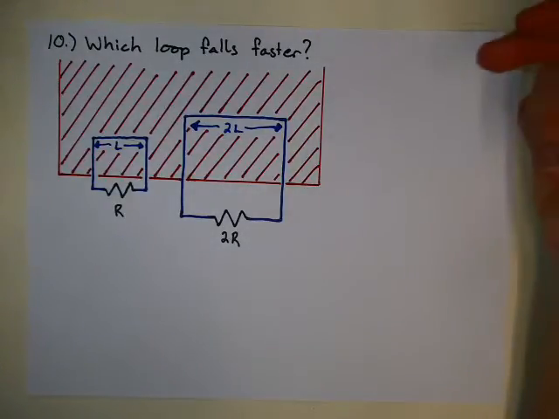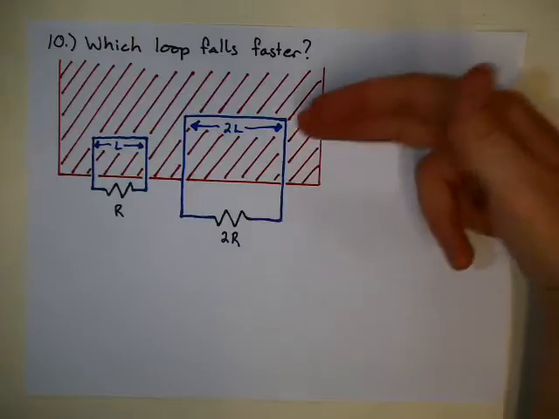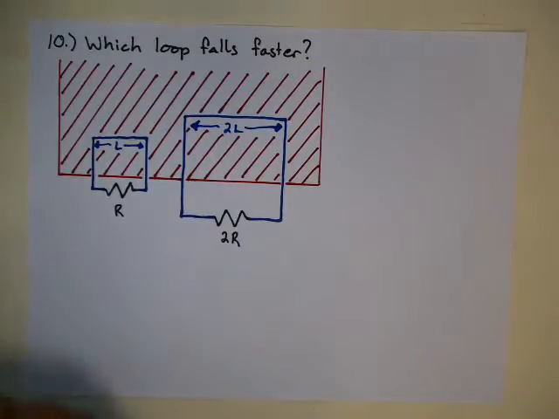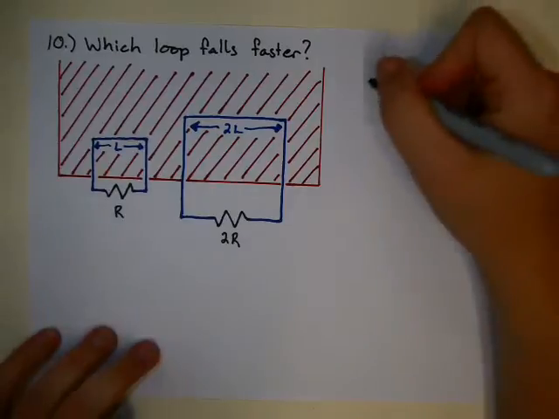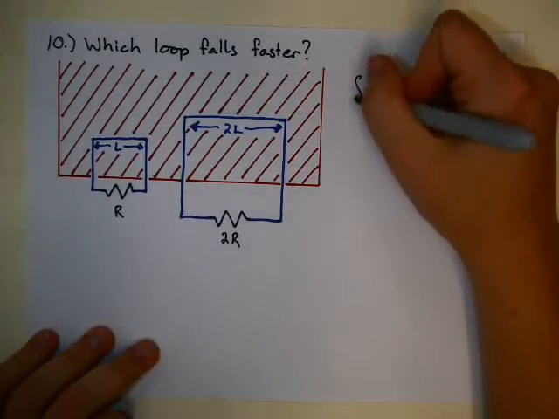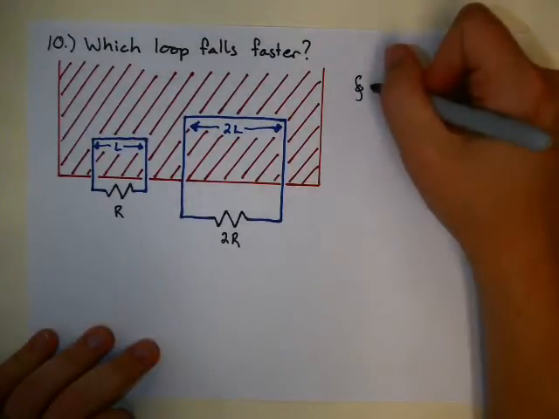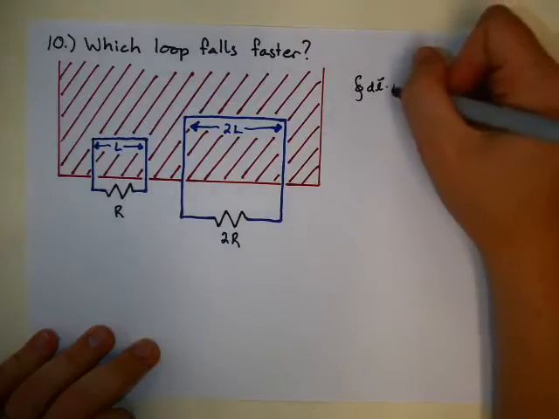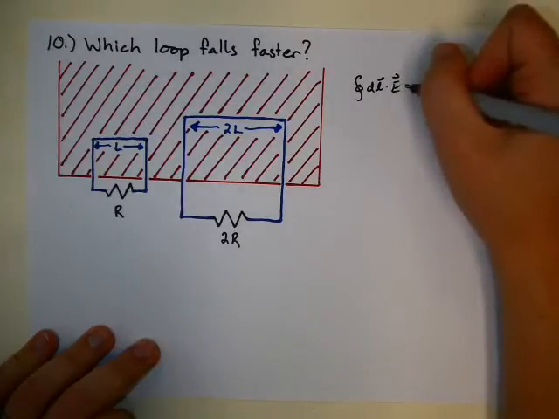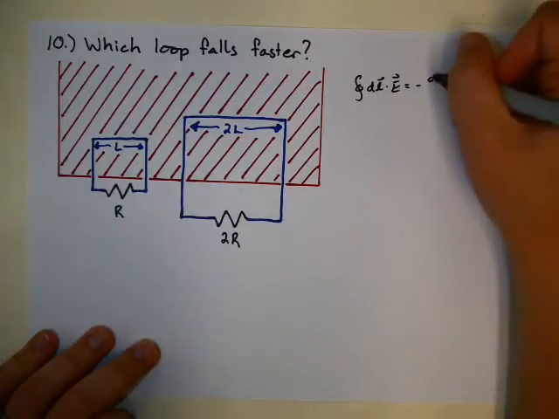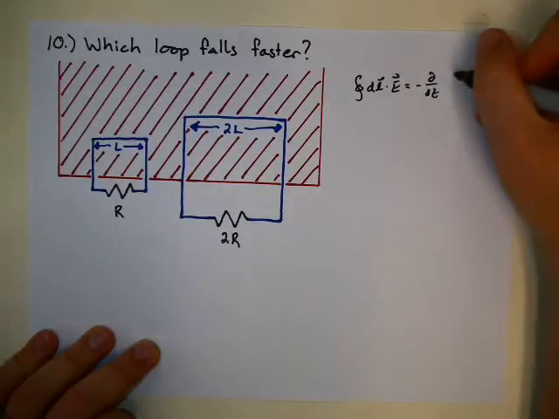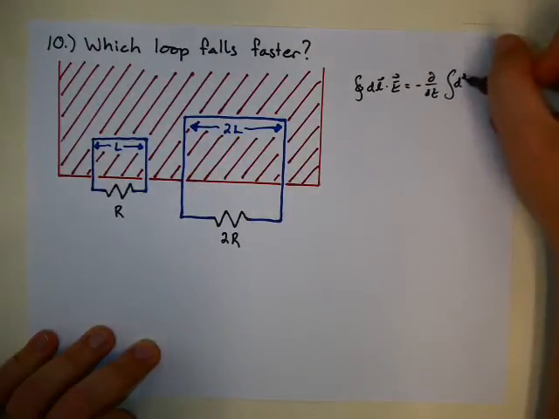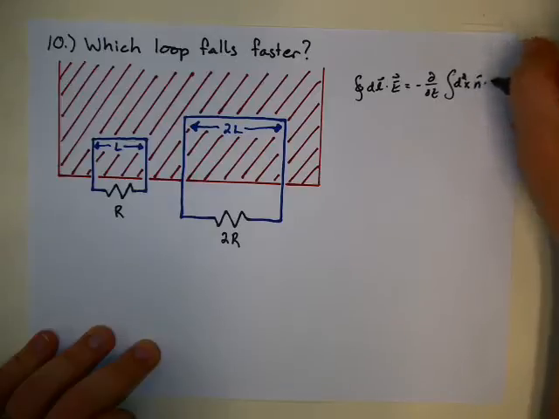The question is which one falls further. The one that experiences the larger backwards force will fall slower, so the one that experiences the smaller backwards force falls faster. In order to actually do this, we can use Faraday's law, which is the loop integral of dl dot E is equal to minus the time derivative of the magnetic flux, d/dt of the integral of dA x-hat dot B.